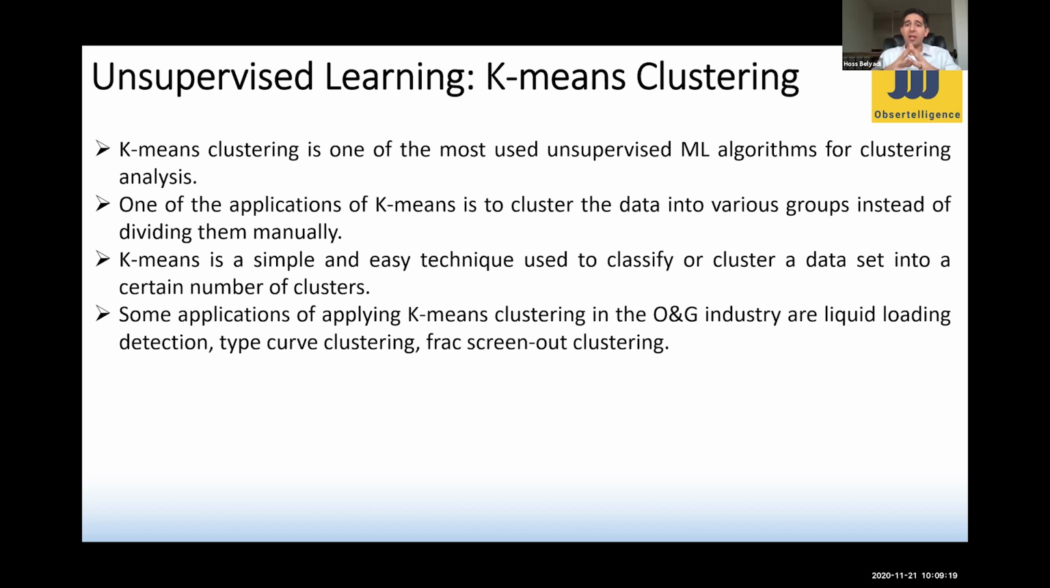The second application is, as I said, if you have a lot of geologic features, a lot of production data and all those things, and you want to cluster your data into different type curve regions, into different areas of interest. So for example, this is my map, I'm going to have this area of interest, this area of interest, this area of interest, and so on and so forth. You can also use k-means clustering or any type of unsupervised machine learning algorithm for type curve clustering. This is another application of k-means clustering.